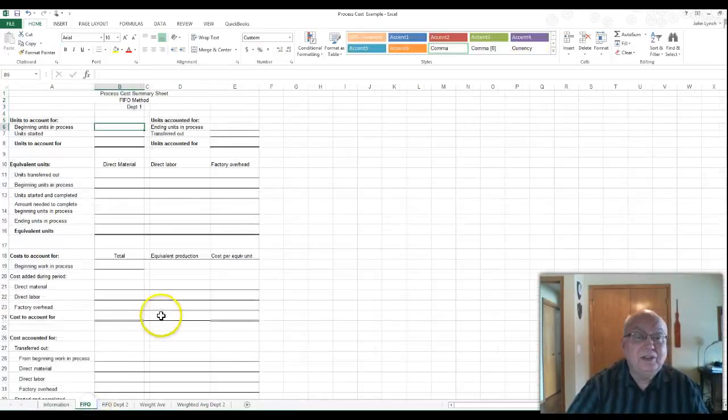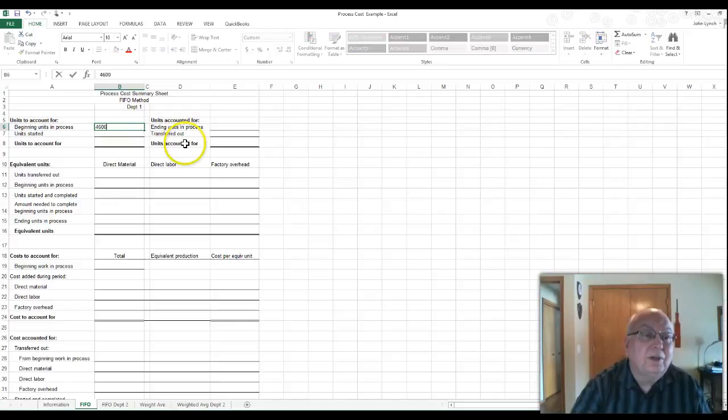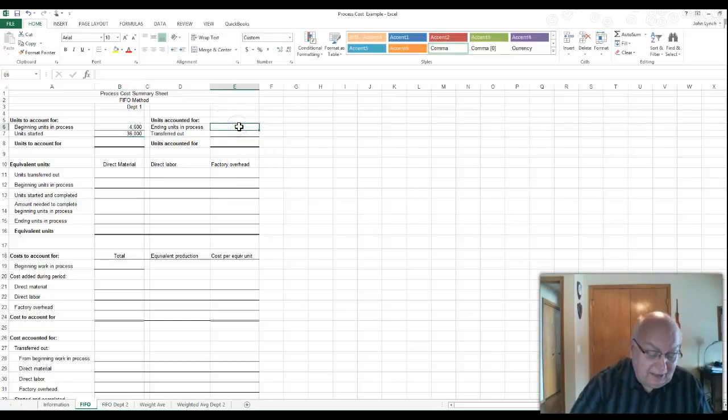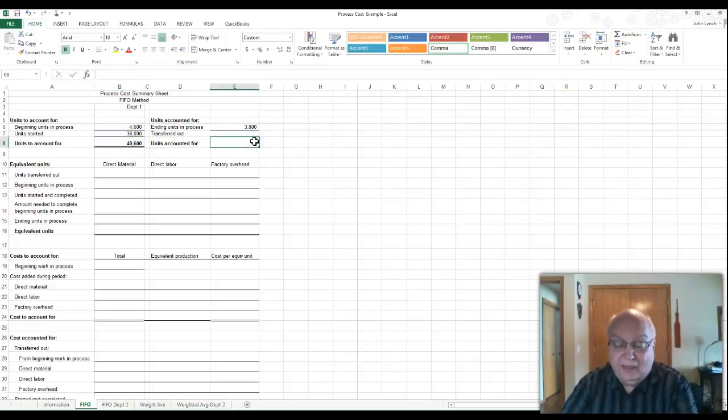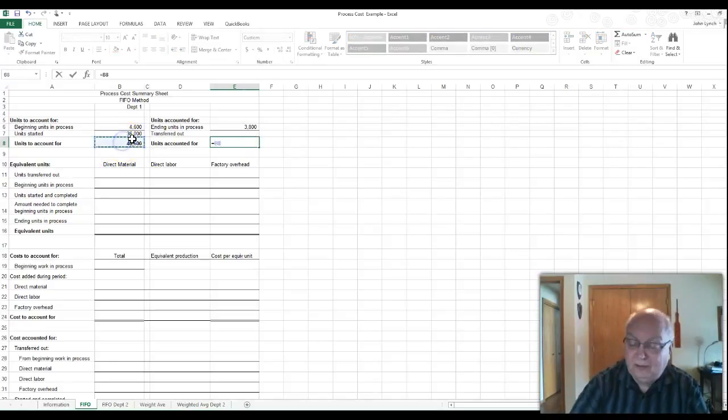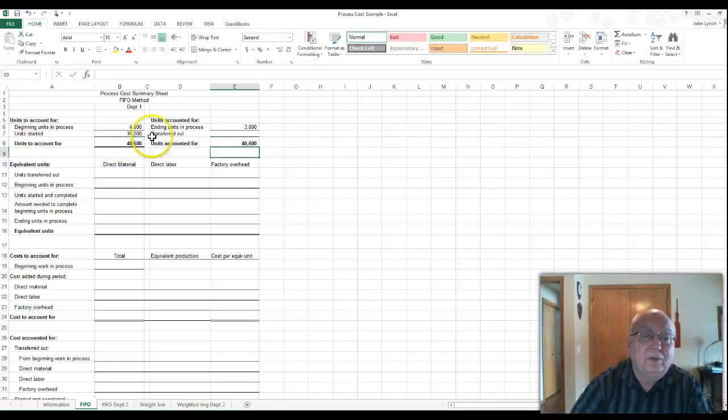Okay, so I have a process cost sheet that I have developed, and what we'll do for this is, for the first department, beginning units in process is 4,600. That is given. The 36,000 is also given. The ending units in process is 3,800. Now, in this case, the 36,800 is given to you, but it wouldn't have to be, because you could add those up, gives you 40,600, and this total has to equal this total. The 40,600 have to equal on both sides.